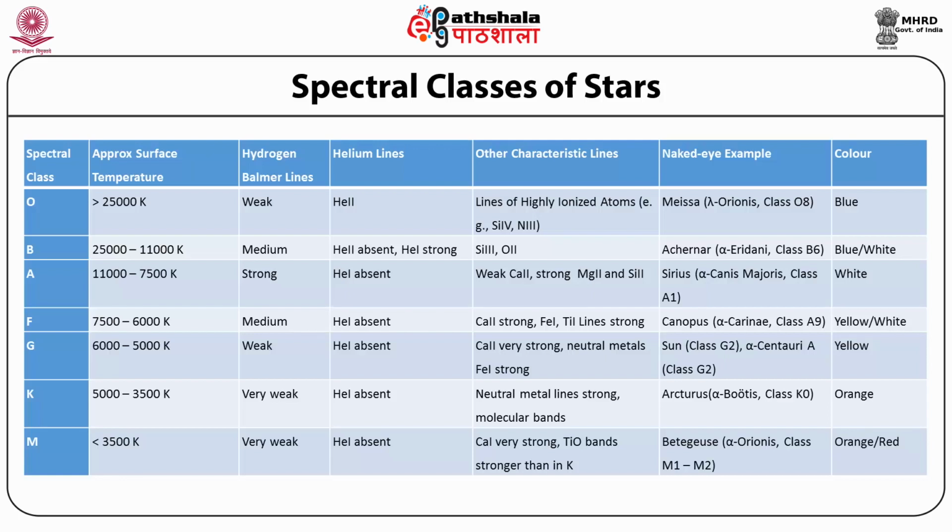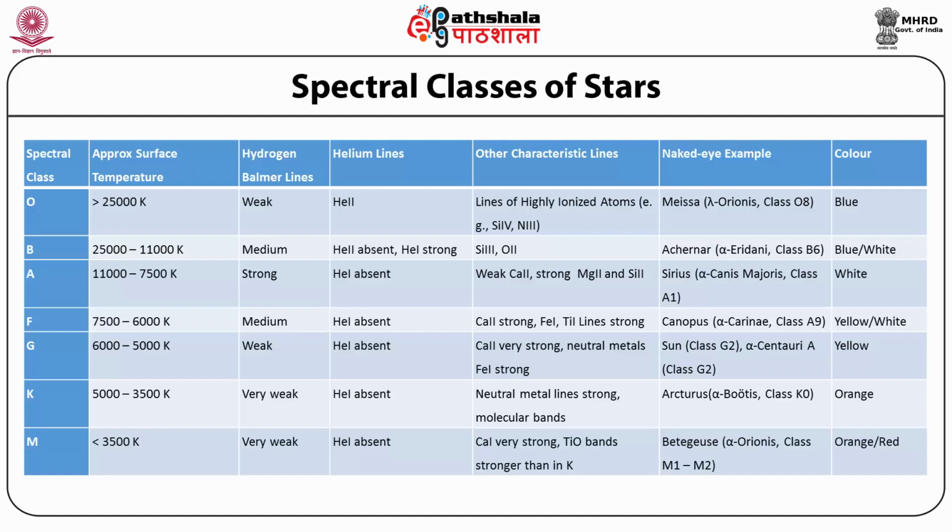Next is the A spectral class, having the temperature range from 11,000 to 7500 Kelvin. It has strong hydrogen Balmer lines. He1 is absent, and the other characteristic lines are weak Ca2, strong Mg2, and Si2. The naked eye example is Sirius, Alpha Canis Majoris, class A1, and the color is white.